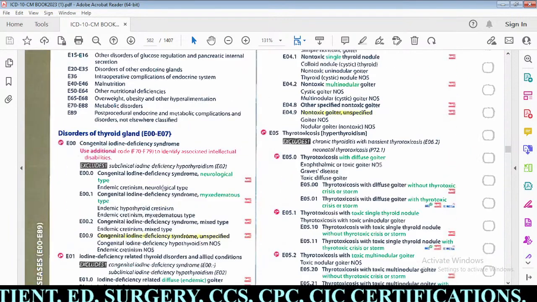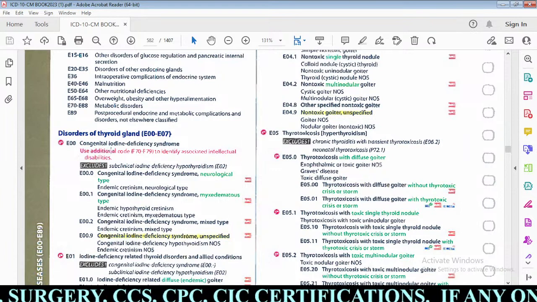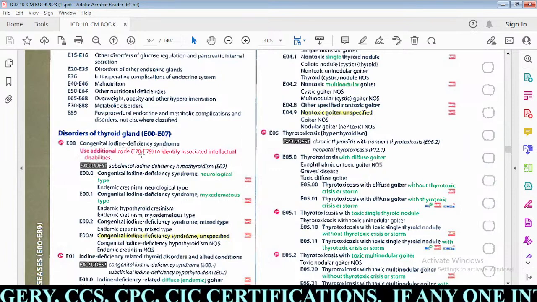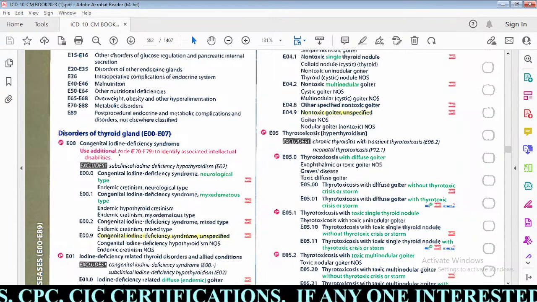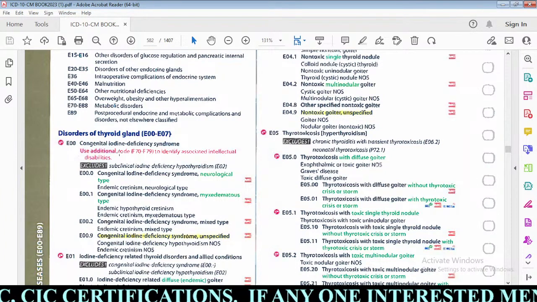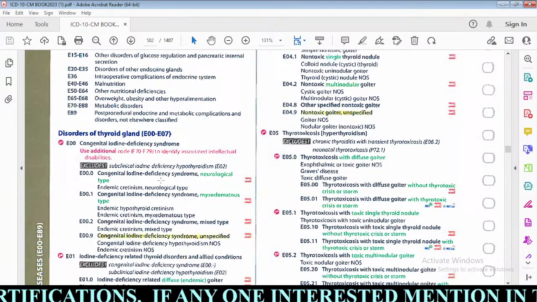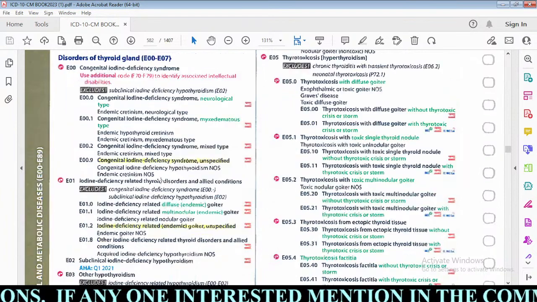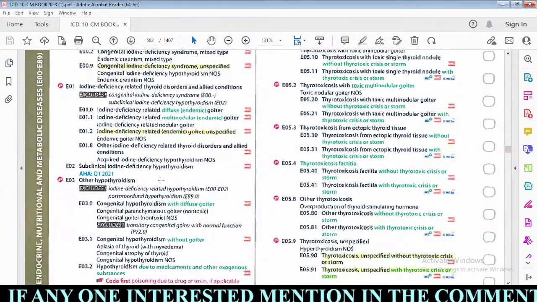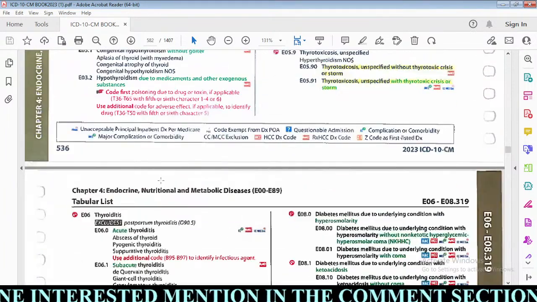So you need to master all these symbols first. Then, for example, if you take here, congenital iodine deficiency syndrome, here you need to use the additional code based on guideline. So you need to check F72, F79 series for additional codes. So like that, you need to master your CPT or ICD-10-CM in order to write the exam.